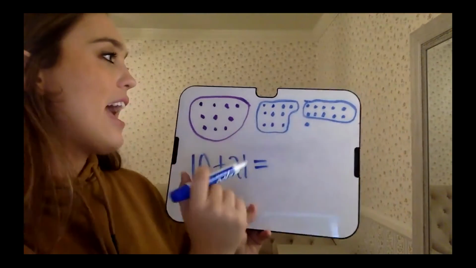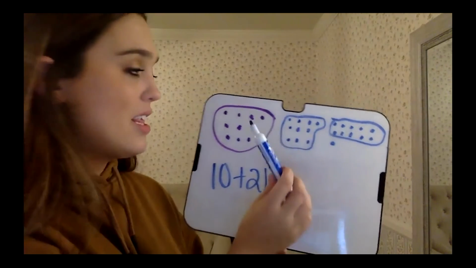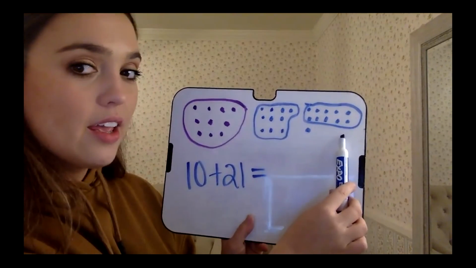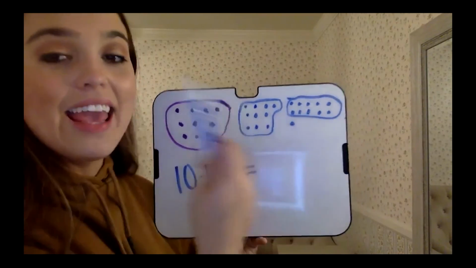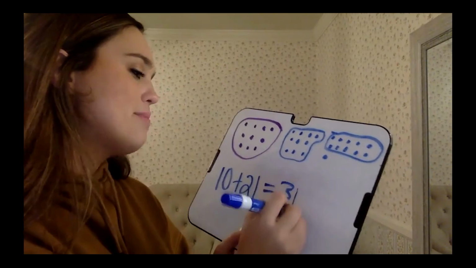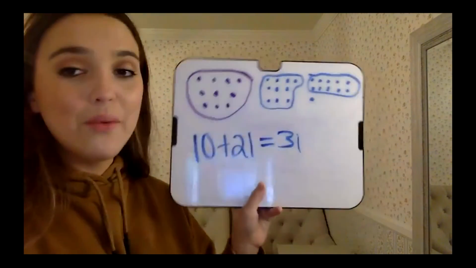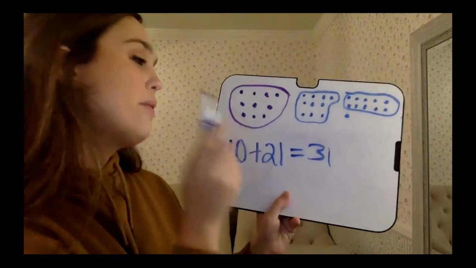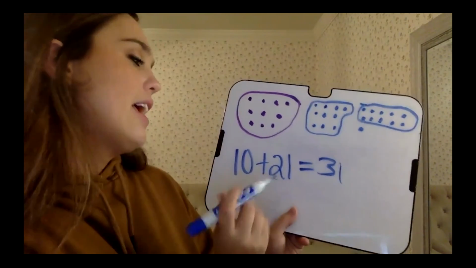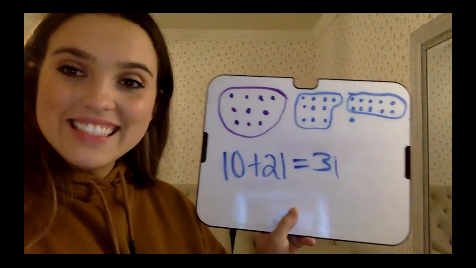Well, let's go ahead and count. We can count by tens with some of these. So let's do it. 10, 20, 30, plus 1 is 31. Easy as pie. Awesome. Another way you can do that is just 21 plus 10. And all you have to do is add on to the tens place.